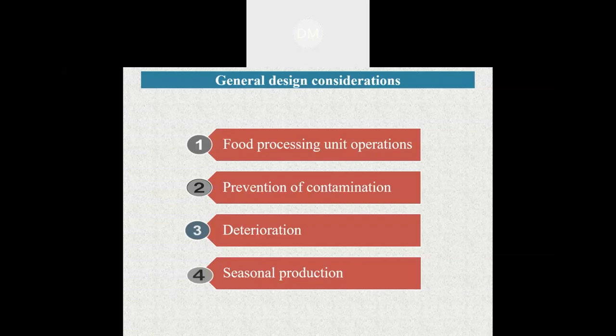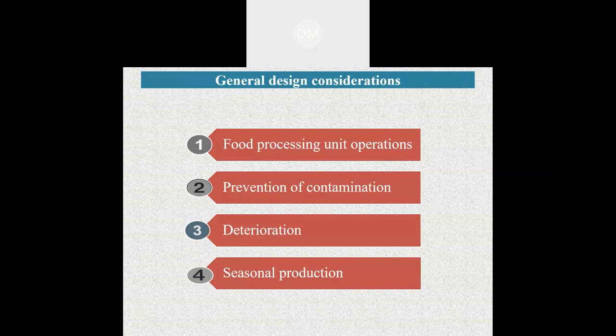Then deterioration. To minimize the product and raw material deterioration, provision should be made for a refrigerated and controlled environment, then storage areas, required space, and facility available in industry, facility available for transportation of raw material, transportation of prepared product, and product under which category, perishable food material or non-perishable food material category.